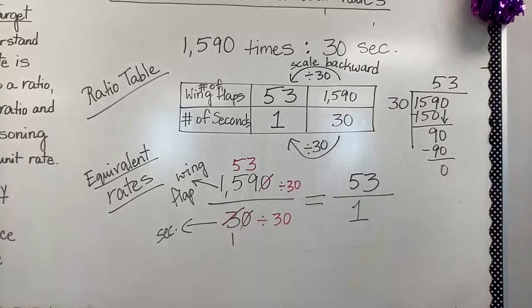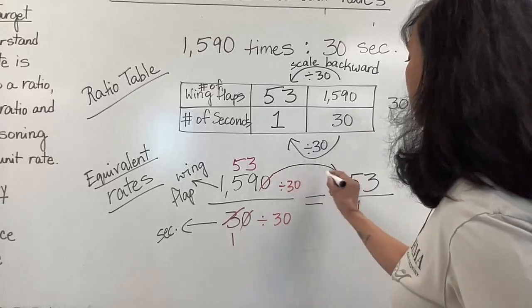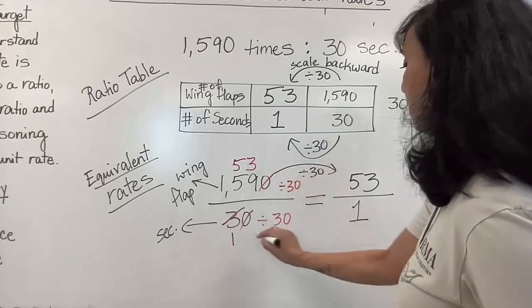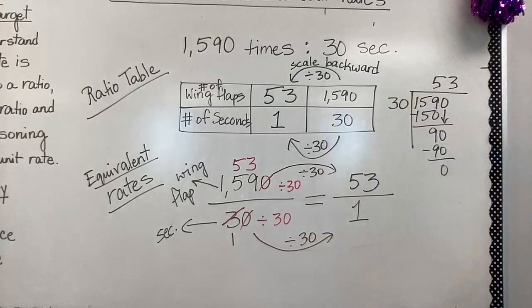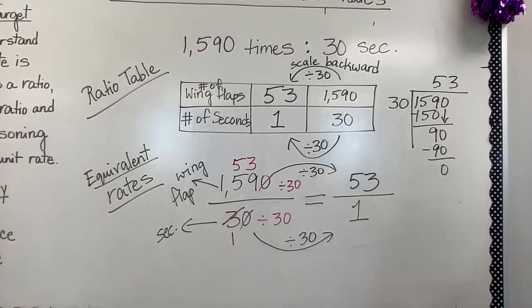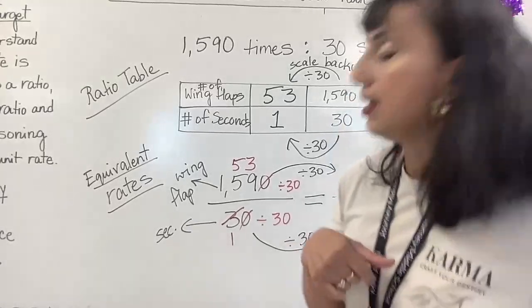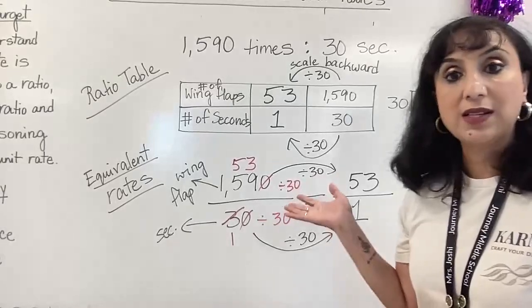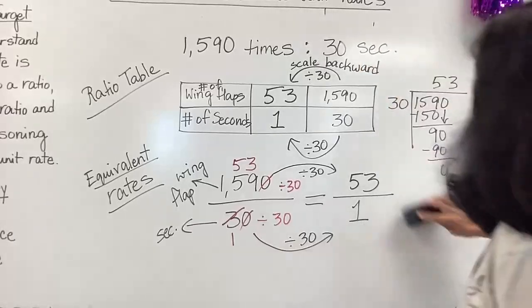We are trying to make the same ratio, so I can also show it like this. I've divided by 30 and I have divided by 30. This is another way where we are setting up our equivalent rates. All right, so let's talk about unit price now. We've talked about what a unit rate is and how we can solve this. Now let's quickly talk about unit price.